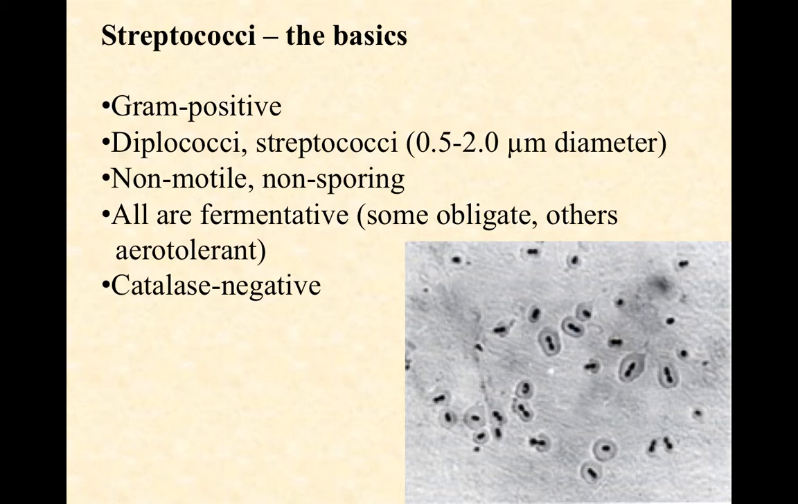So as the name should imply, these are gram-positive cocci. They can form streptococcal chains. They're often found as diplococci, relatively small, anywhere from half a micron to 2 microns in diameter. And typical of cocci, they're non-motile, no flagella, no swimming, and they don't form endospores. They are all fermentative in their metabolism.